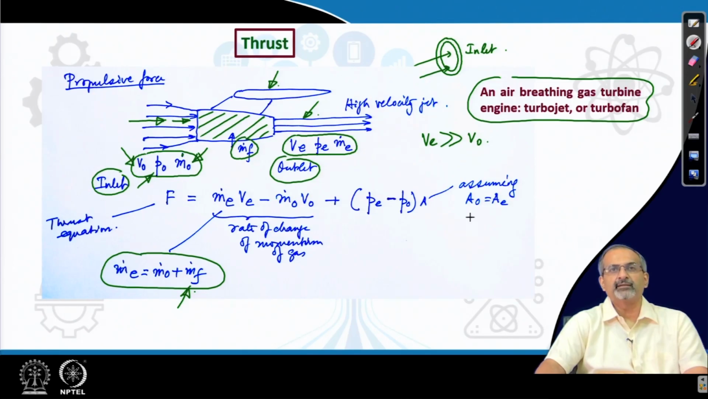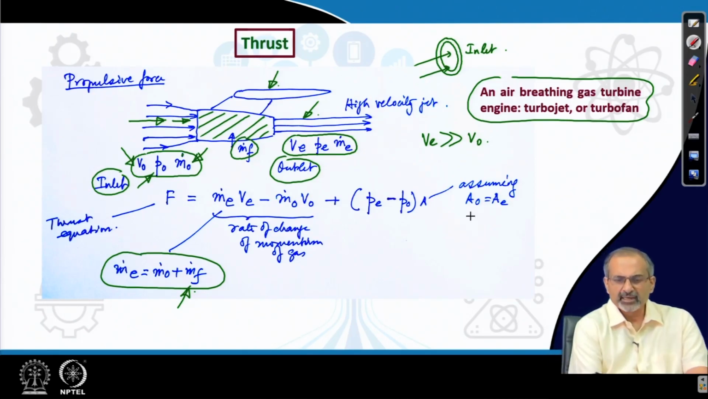Neither are we looking at a rocket engine, where usually we do not have air flowing into the engine, but a high velocity jet coming out of the engine, because we have the fuel and the oxidizer in the rocket. It is available inside the rocket, it does not depend on ambient air for it to burn the fuel.